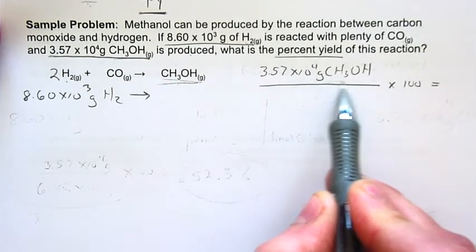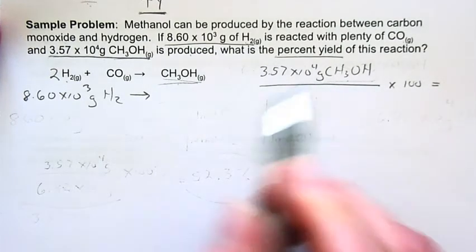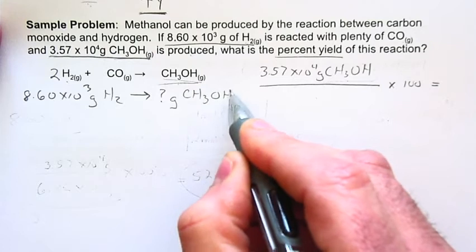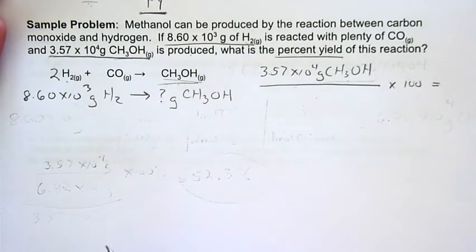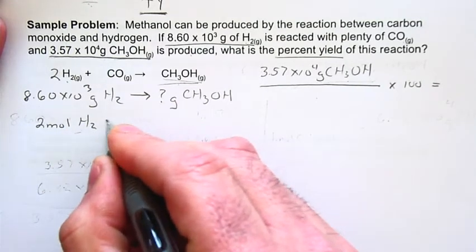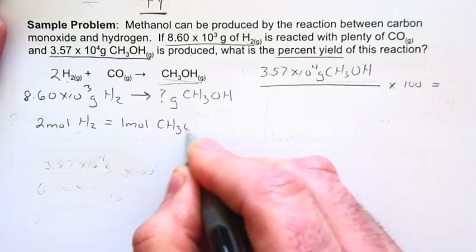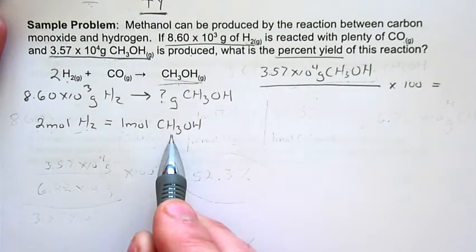Since they tell us that a certain number of grams of methanol are actually produced, we now need to calculate how many grams of methanol were theoretically supposed to be produced. So that becomes our endpoint. We now do a mass-to-mass stoichiometry. First equality is always the mole ratio. In this, we have 2 moles of hydrogen are going to be equivalent or equal to 1 mole of methanol. The coefficient in moles of our starting point equal to the coefficient in moles of our endpoint.